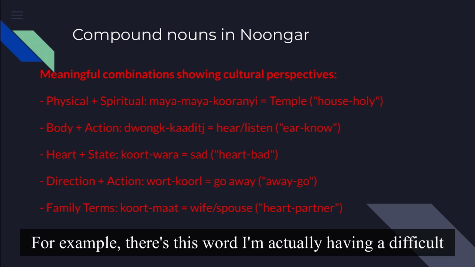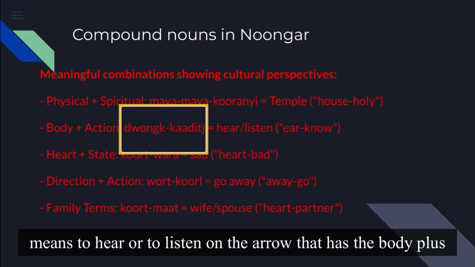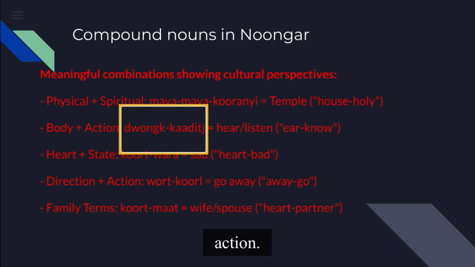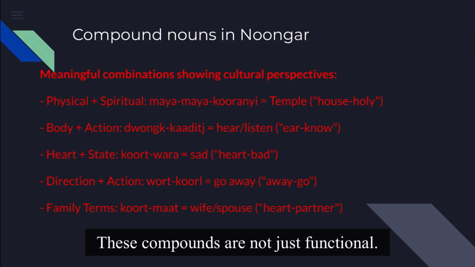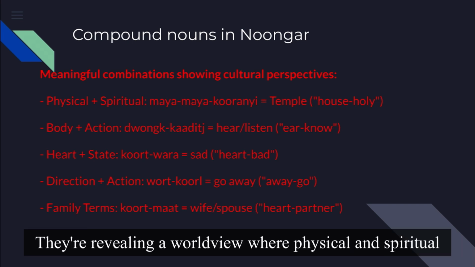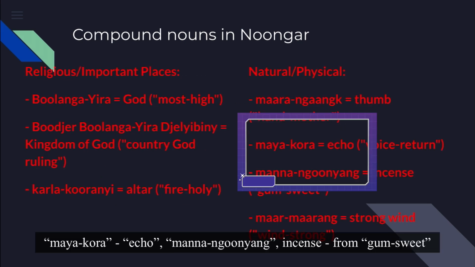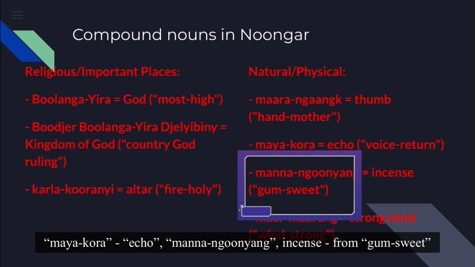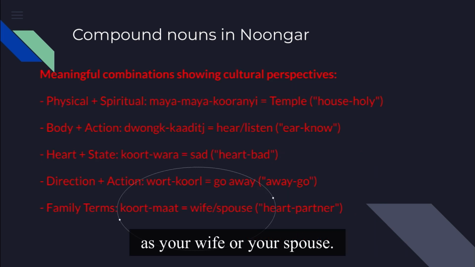For example, there's this word I actually am having a difficult time pronouncing, which means to hear or to listen. On the arrow that has the body plus action, ear no literally means ear no. It pairs the words for ear with no. These compounds are not just functional, they're revealing a worldview where physical and spiritual elements are interconnected. You can see this also. Maya-kora, echo. Manangoyang, incense, gum sweet. Hand, mother. Thumb, your heart partner is your wife or your spouse.